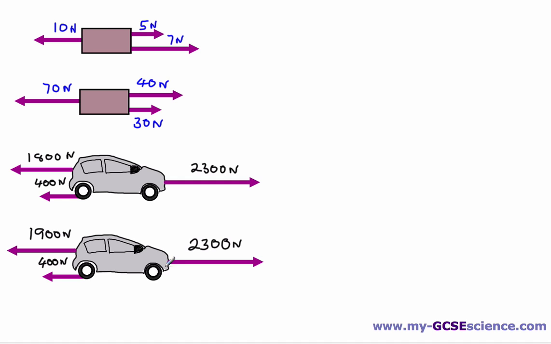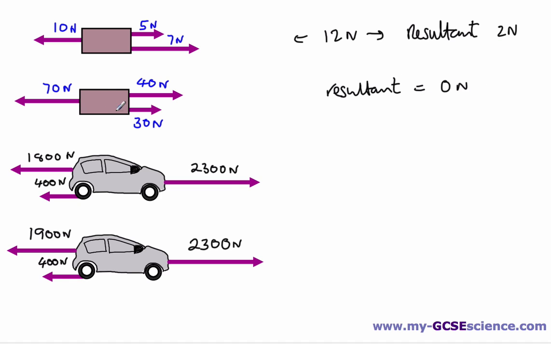Maybe have a look through these diagrams, just pause for a moment and see if you can work out what the resultant forces on each of these will be. So we have, for the first one over here, 5 and 7, we've got 12 newtons to the right and 10 to the left, so the resultant force is 2 newtons. This object would start to accelerate towards the right. For this one over here, we've got 70 towards the right and 70 towards the left, so the resultant equals 0 newtons, so this object would not start to move.